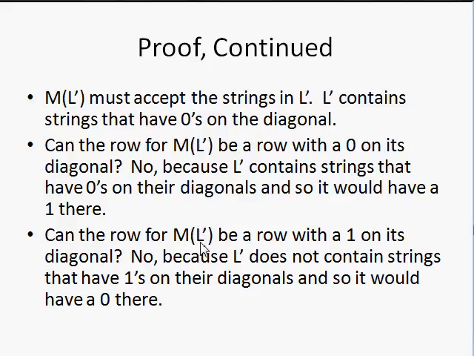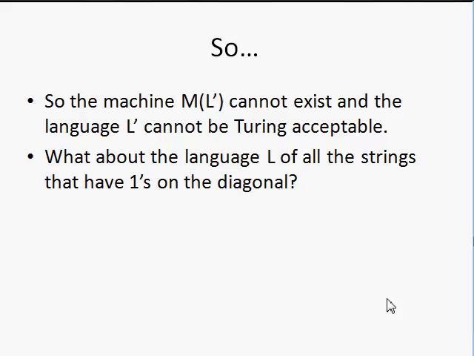Could the row for the machine that goes with L prime be a row that has a 1 on its diagonal? No, because the language L prime doesn't contain any strings that have 1s on the diagonal, so its row would have to have a 0 for that string. So it can't be a row that has a 0 on the diagonal, and it can't be a row that has a 1 on the diagonal. Therefore, it can't exist. It is not anywhere in that table. Thus, L prime is not Turing acceptable.